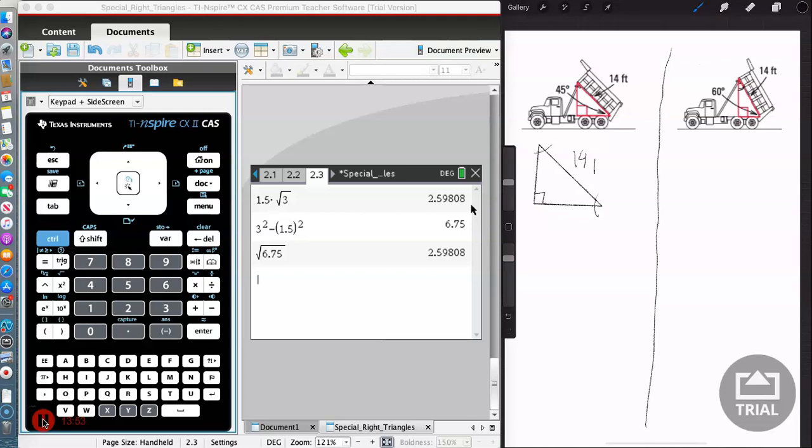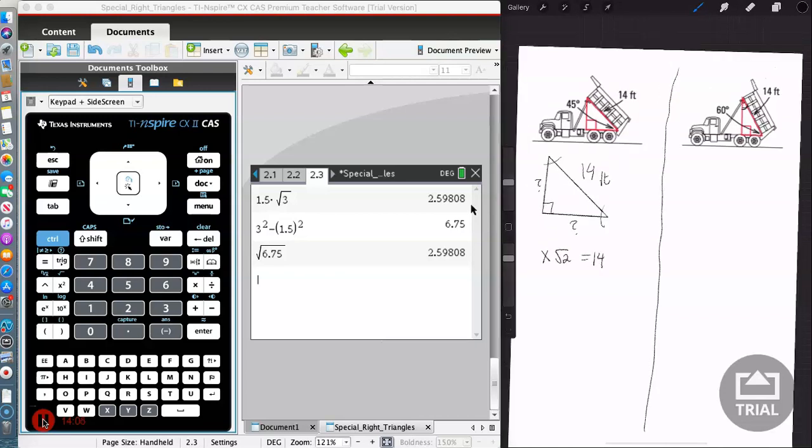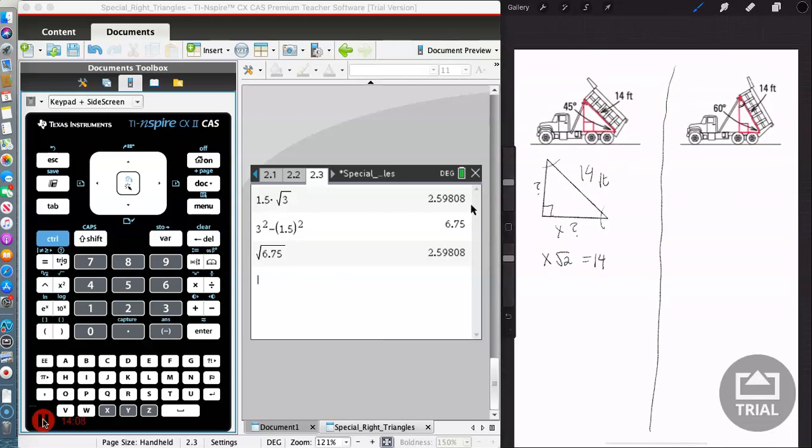14 feet. And we want to know what this is and what this is. Technically speaking, we only need one of those. So we know to get from the unknown length, we'll call this x, we multiply by a radical 2 to get to 14. So to get back, we just have to divide by a radical 2. And that gives us x equals 14 over the square root of 2.